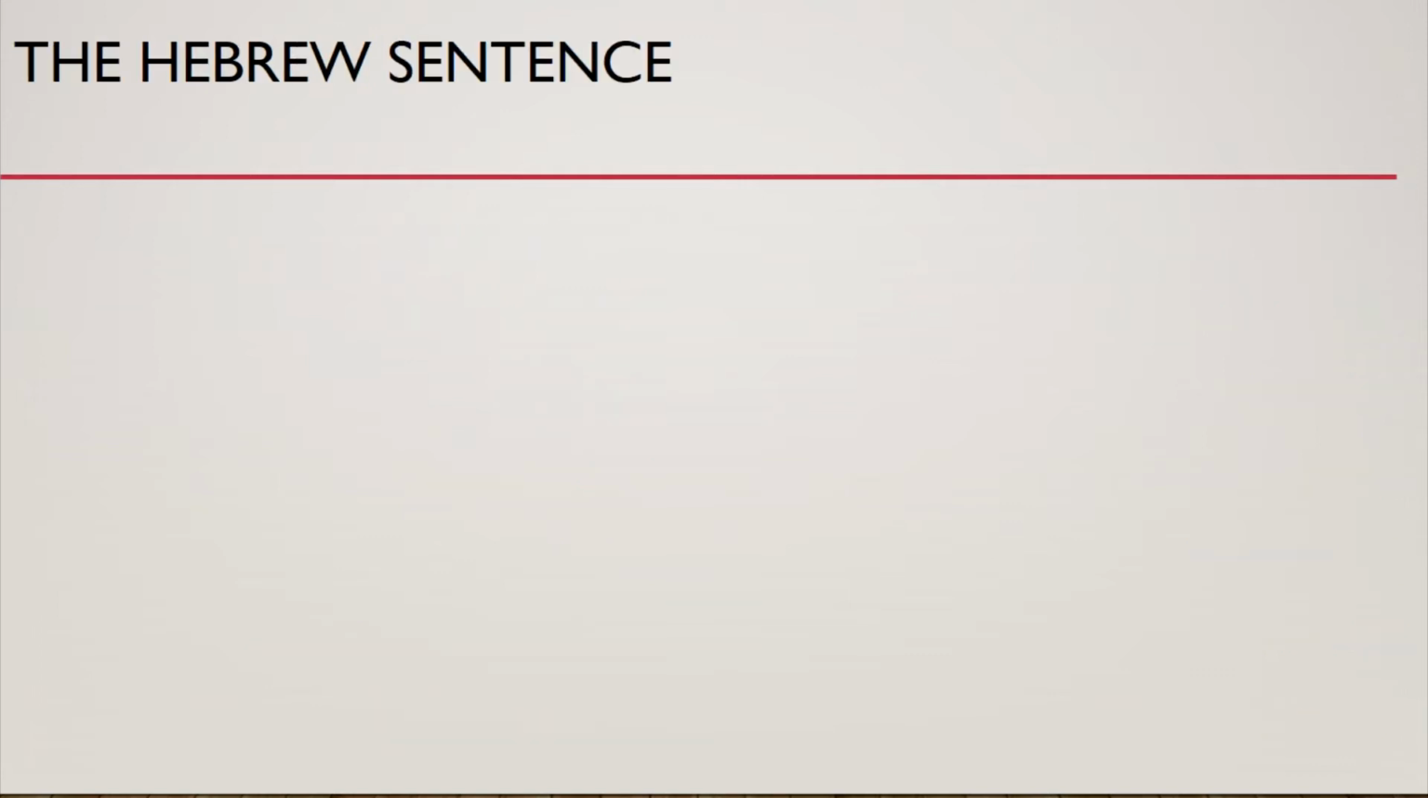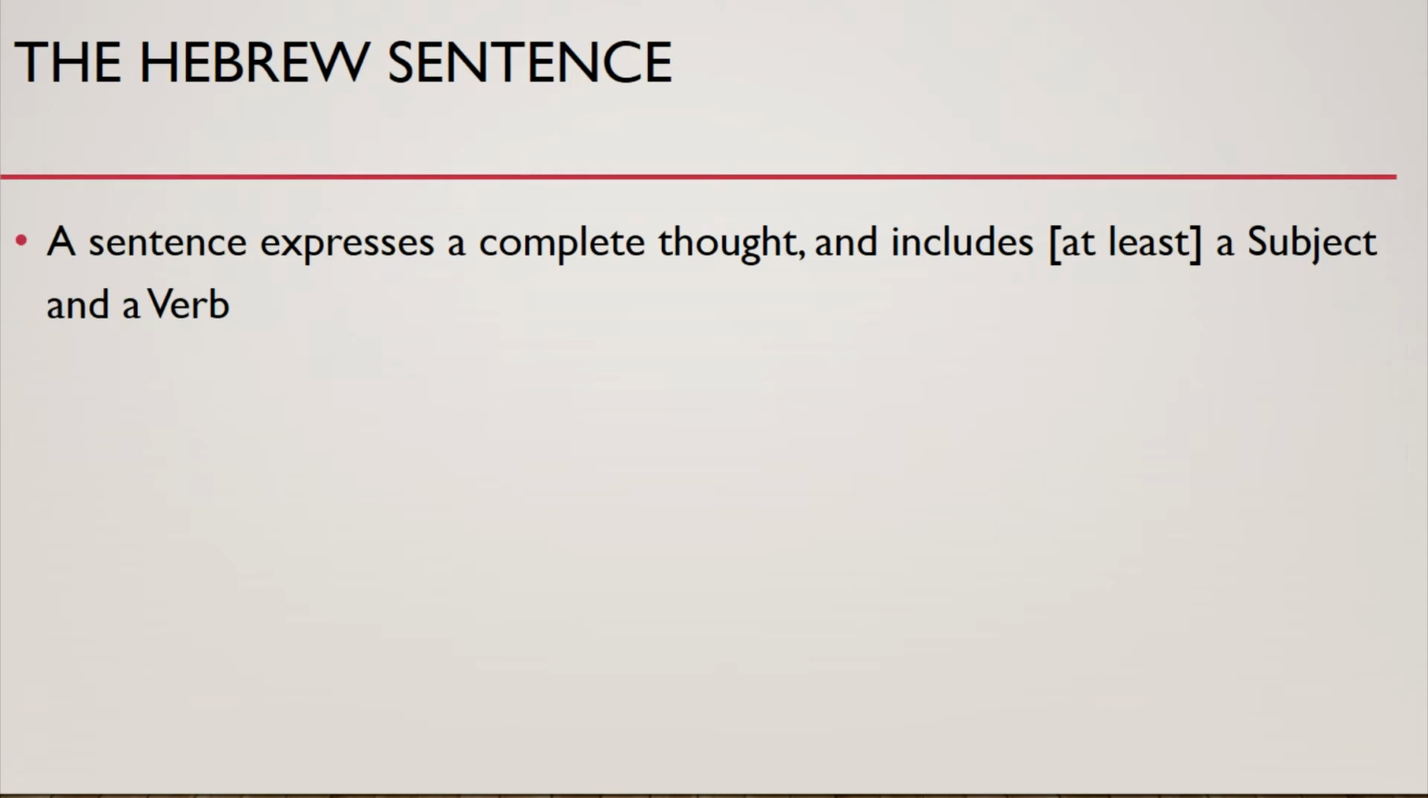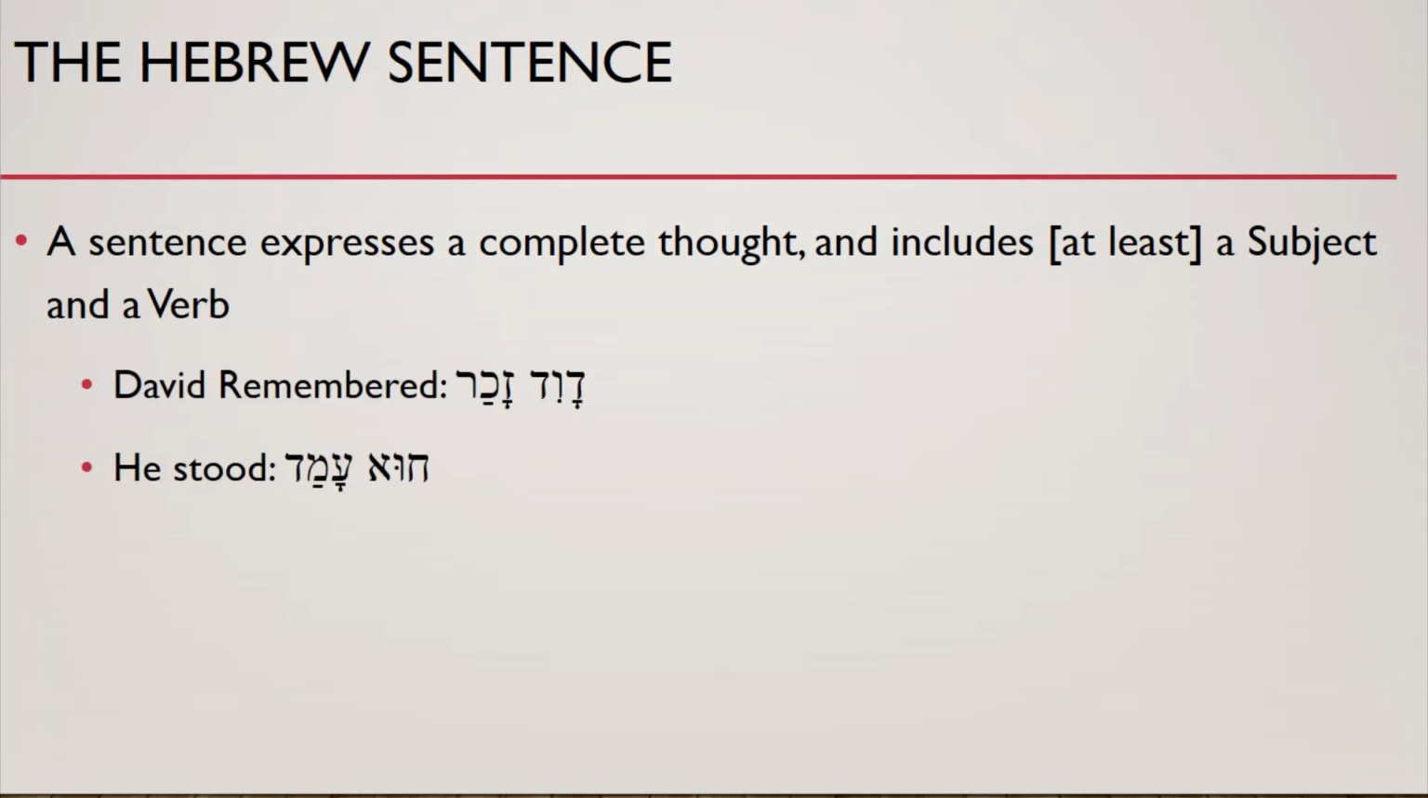Next, we're going to talk about the Hebrew sentence. Similar to English, a sentence expresses a complete thought. It includes at least a subject and a verb. A couple of examples they give in the book are David remembered, which would be David Zachar, and he stood, which is Hu Amad. Pretty simple. You just match the subject with the verb, and in these sentences those are really easy to figure out because there's only two words.